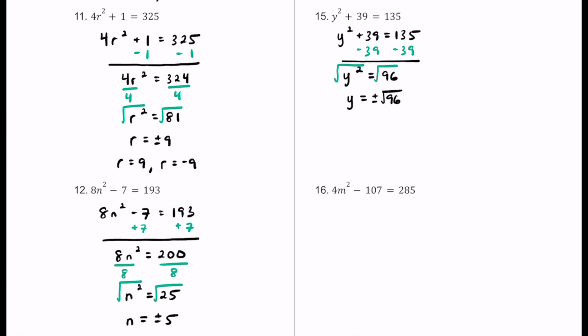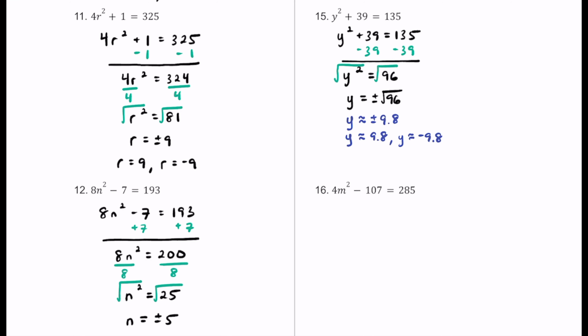Now, just like in the last example, if we are looking for just a rounded answer to the tenths place or a decimal, then just throw that into a calculator. The square root of 96 is about 9.8. So we can say that y is equal to plus or minus 9.8, or we can separate and say y is about positive 9.8 and y is about negative 9.8. Okay, it's not exact, but those are its decimals rounded to the nearest tenth.